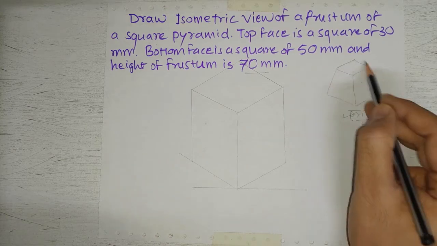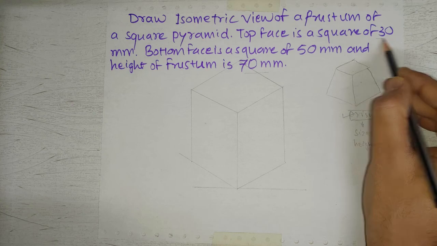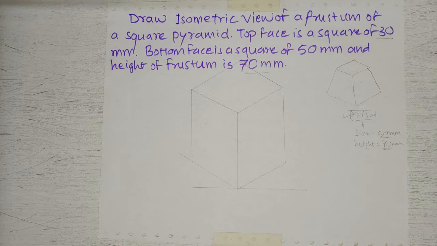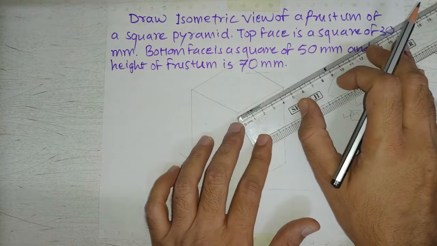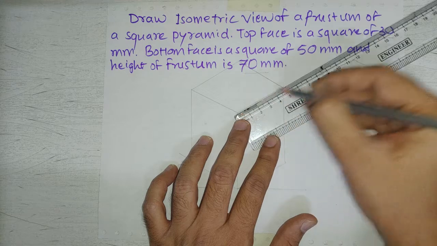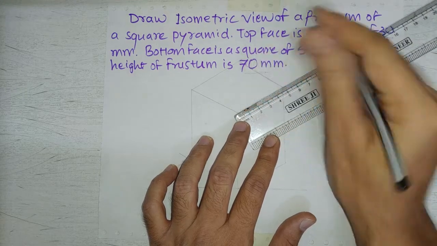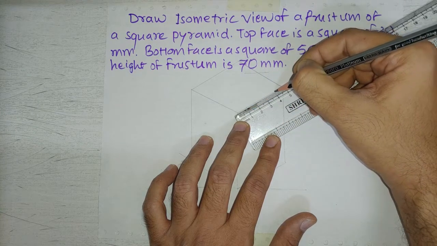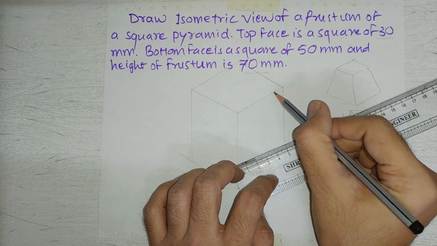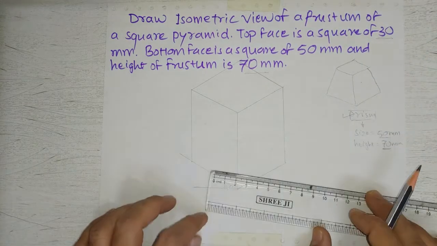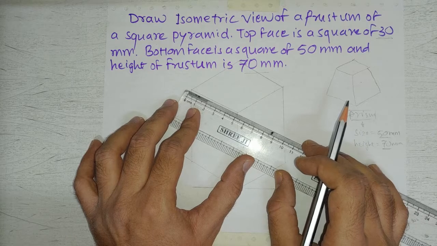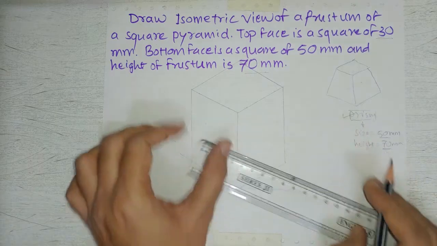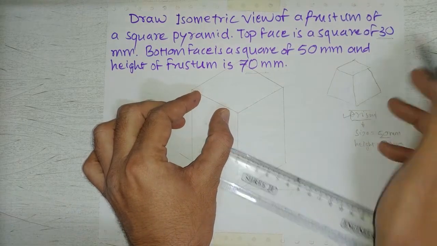Now we see that the top face is of 30 mm in the figure which we require. So we'll reduce this size. So for that, what we'll do is we'll see that this total is 50. So I will mark 10 mm distance from this point and 10 mm distance from this point. So this is 30 mm. Similarly, I will mark 10 mm distance from this point and 10 mm distance from this point. So this distance is 30 mm, which is required.